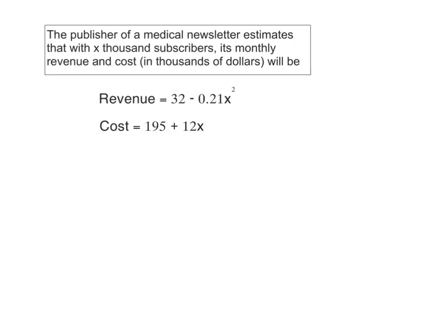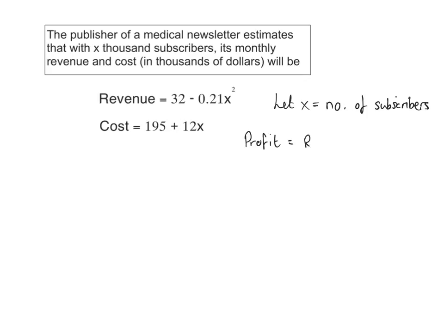So here's our first question. The publisher of a medical newsletter estimates that with x thousand subscribers, its monthly revenue and cost in thousands of dollars will be given. So we've got two formulas here, one for revenue and one for cost. Let x equal the number of subscribers, and this will be in thousands. So if x works out to be 10, then that equates to 10,000 subscribers. So what we're going to do here is work out the profit model.